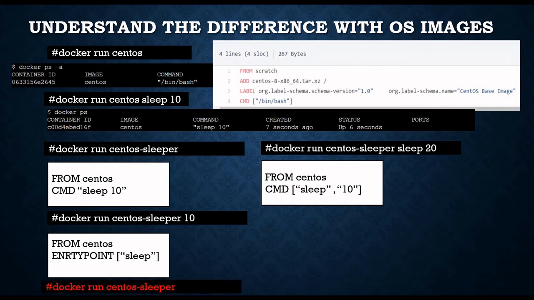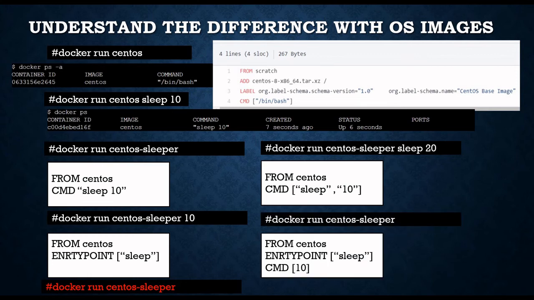Now here is the problem. If you run docker run centos-sleeper right now, it will give an error, right? Because we are not passing any argument, and we are not specifying in the entrypoint what the default argument should be. So it will immediately give you an error. To mitigate this problem, we have to use Entrypoint and CMD together. Now in this scenario, by default it always sleeps for 10 seconds with the Entrypoint and CMD combination.